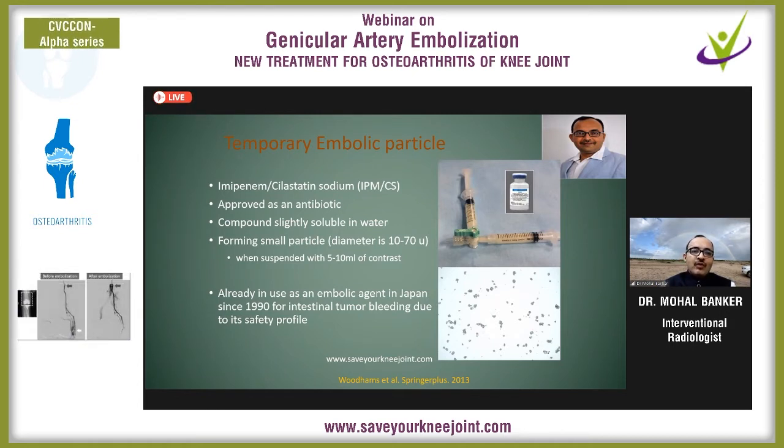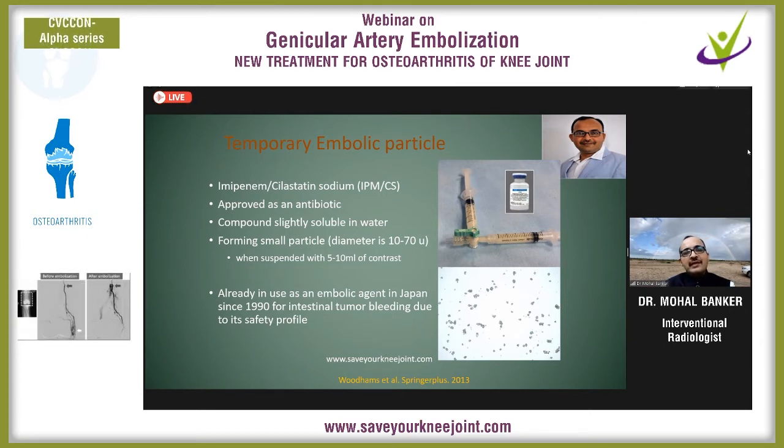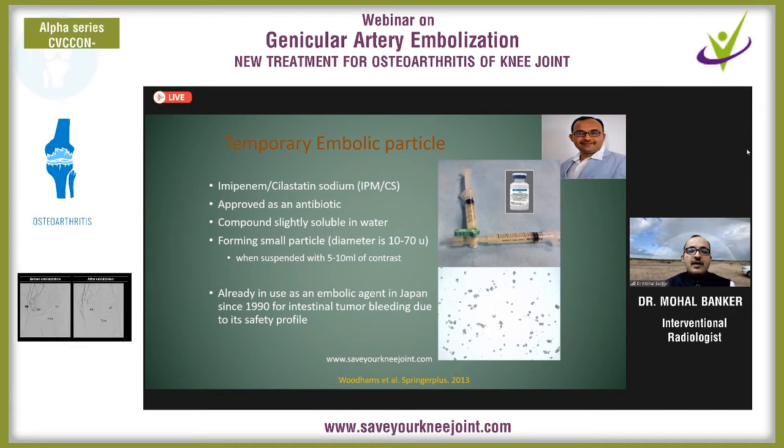Now for embolization, Dr. Yuji Okuno suggests imipenem as an embolic material. See, there are two embolic materials. One is temporary and the second is permanent. Dr. Rosil in the follow-up lecture is going to explain this in detail. But Dr. Okuno suggests imipenem, which is widely used as an antibiotic. When this antibiotic is mixed with the contrast, it creates 10 to 17 micron particles. And these particles are ideal for blocking these microvessels.